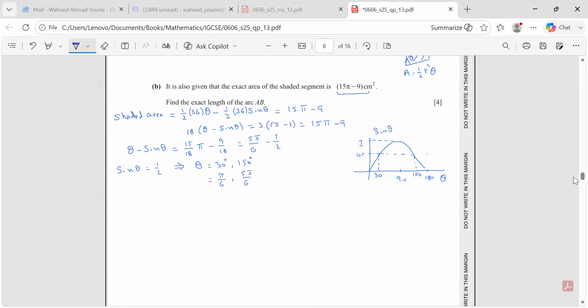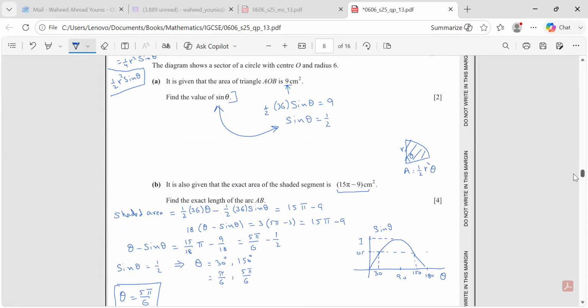Okay. So from the first comparison, we can see that theta is 5 pi by 6. So we will choose the value theta equal to 5 pi by 6. Okay. This is the angle we have in this figure.